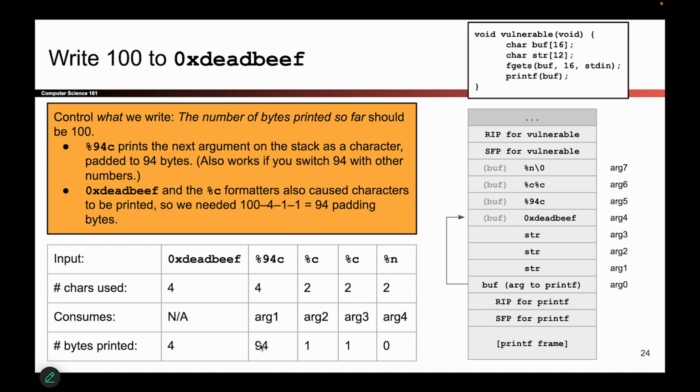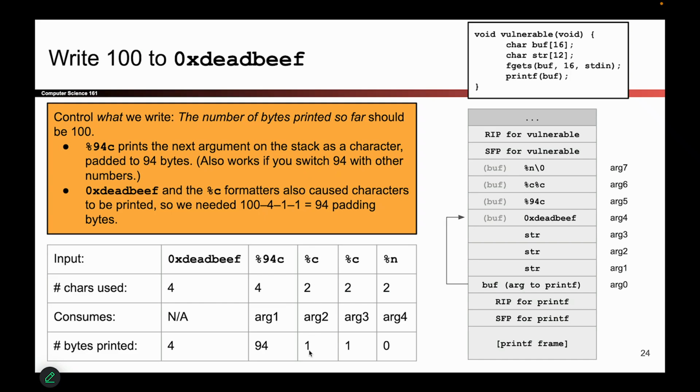So how many characters have we printed so far? We printed 4 from deadbeef, and when we saw this %94C, we substituted it with something on the stack, padded it to 94, and we printed another 94 for a grand total of 98. So we've printed 98 characters so far. The next % formatter is %c. So I go on the stack, I take the next argument, and I print it out. And I guess I haven't told you this so far, but C stands for character. So it takes up 1 byte. So when I take %c and I print it out, it prints out 1 more byte.